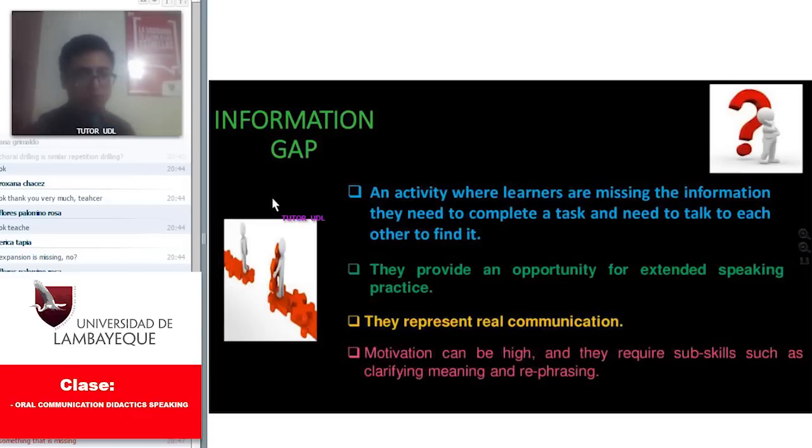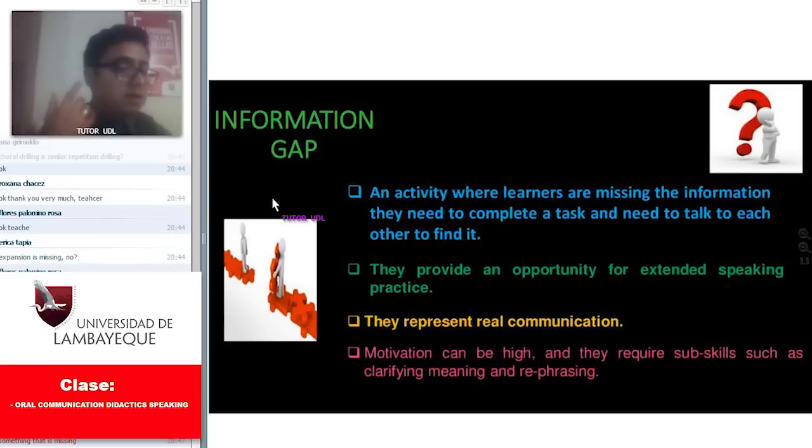Okay, let me continue, please. Here it also says they provide an opportunity for extending speaking practice. They represent real communication, of course, because you will ask questions to another person. Okay, the next one, motivation can be high and they require sub skills such as clarifying meaning and rephrasing.